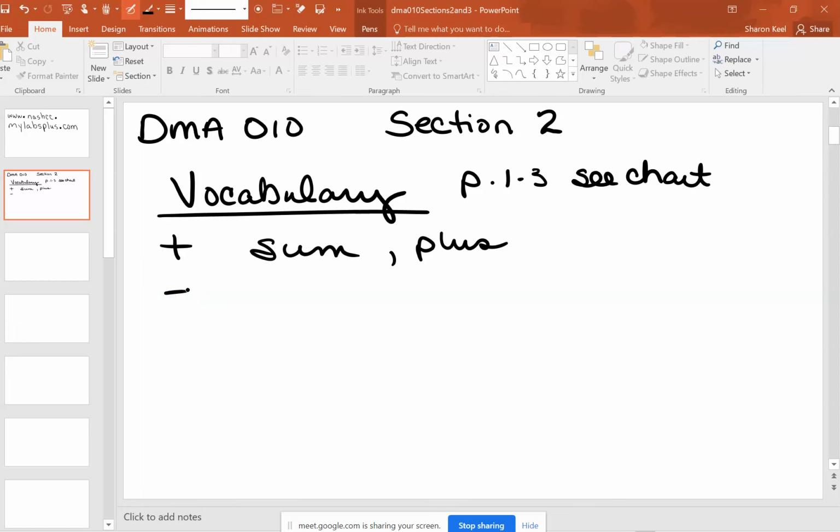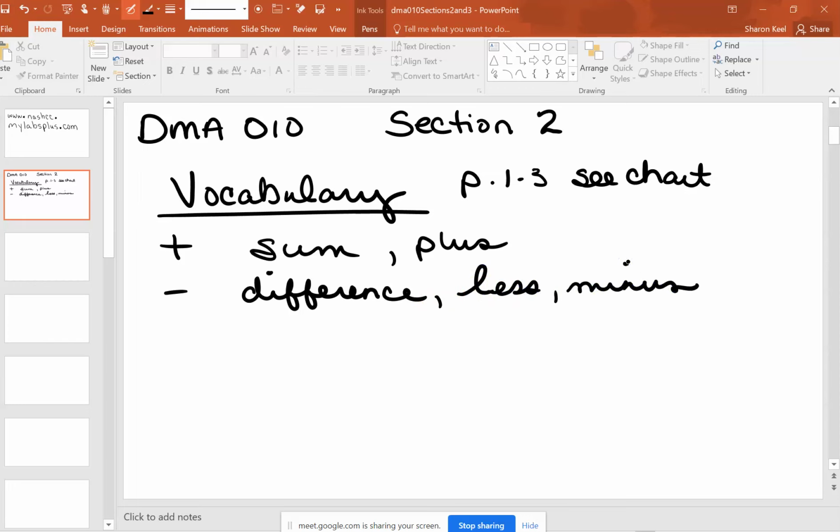If you see a minus sign, one of the keywords that you will see will be the word difference, to find the difference of numbers. Or if something is less than another number, or if you see the word minus, subtracted from, fewer than, decreased by. So you'll see various keywords for subtraction.